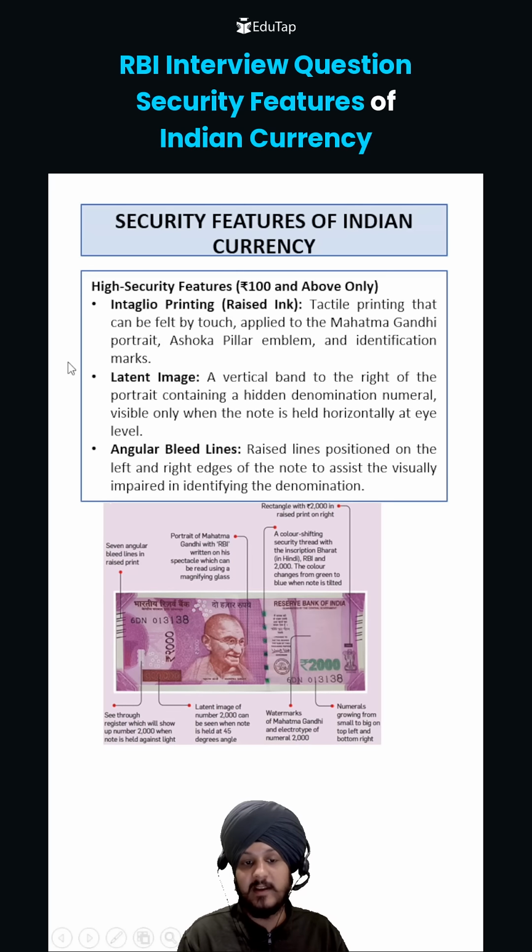The last is the identification mark. This is nothing but a specific geometric shape that is printed in raised ink above the Ashoka pillar emblem, right? And it is there on the right side. So these are the different types of features that are there.